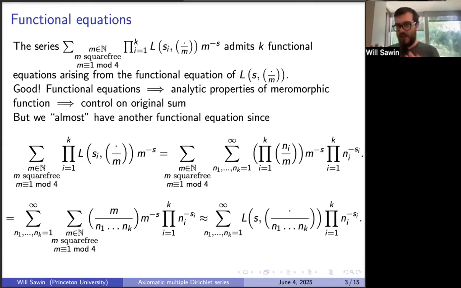Any manipulation like that will be justified in some region where the sum is absolutely convergent, and we can analytically continue beyond that. And so this series looks roughly like a sum now of alpha functions in this new variable s of the Legendre symbol to modulus n1 through nk, or the modulus the product of n1 through nk. It's not quite this L function because I put these additional conditions on the variable. We may have to make it square free, and we have to make it congruent to 1 mod 4.